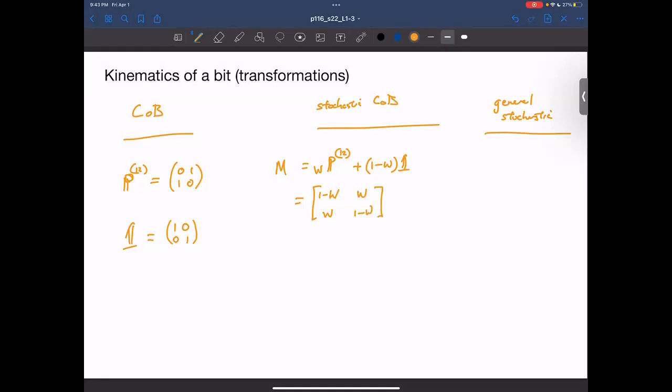This gives another look at what it means to be bistochastic. So a bistochastic change of basis, or stochastic change of basis, is doing the change of basis with some probability, and what results is a bistochastic transformation.